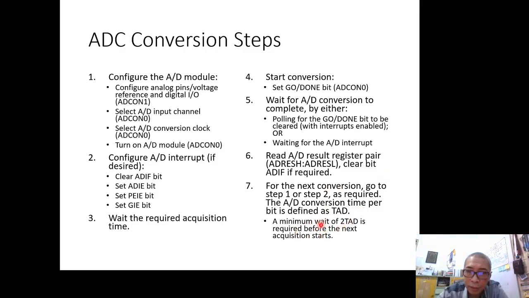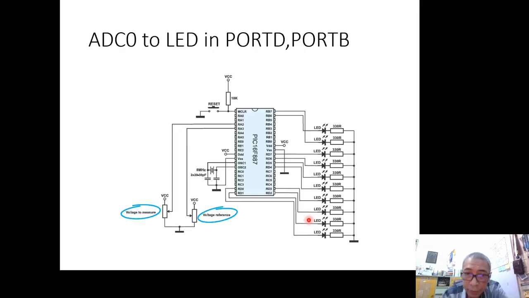So just take a look at this. Please note this. This is the example. I give you example by example, not live coding, because in the next lectures we will have live coding using PicSimLab. So this is how to read ADC0, RA2 and RA3, and send the result to the LEDs on port D and port B.